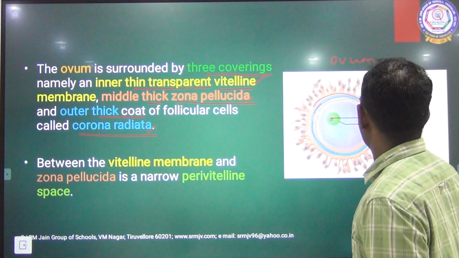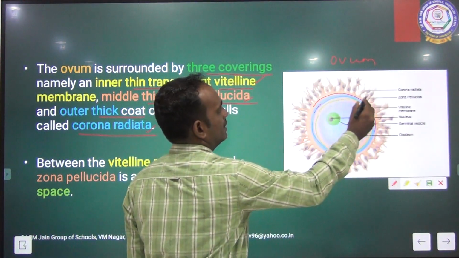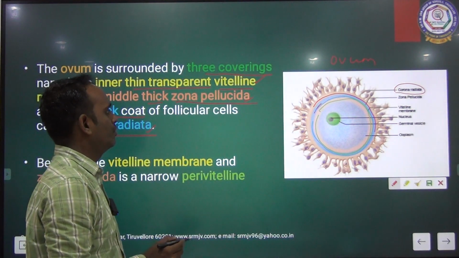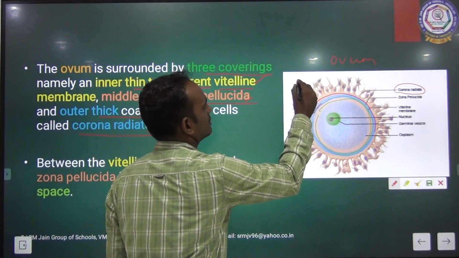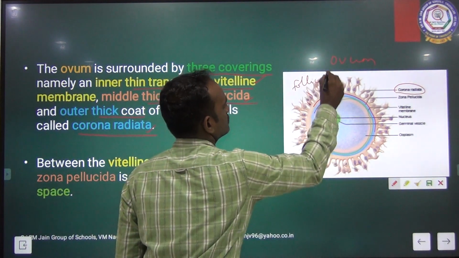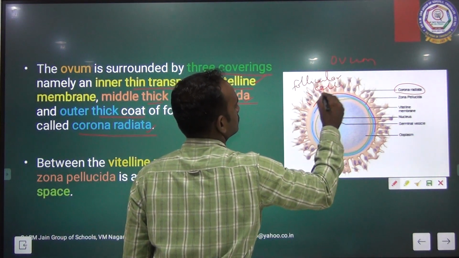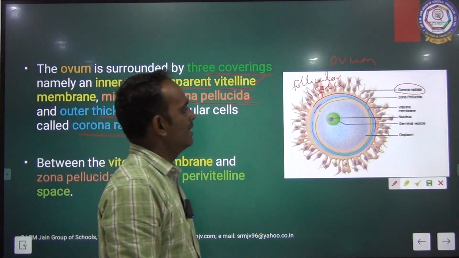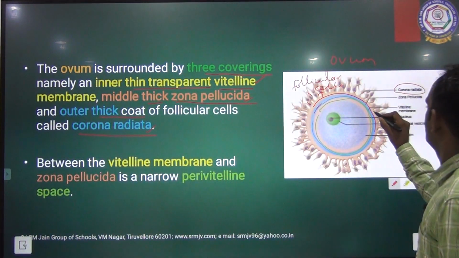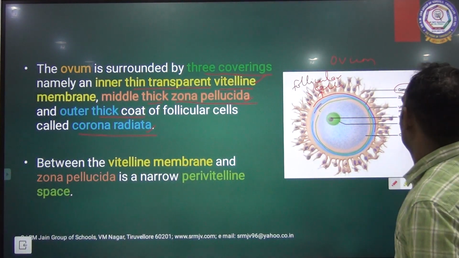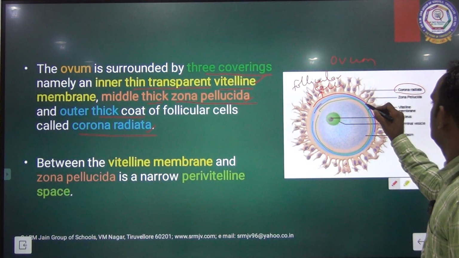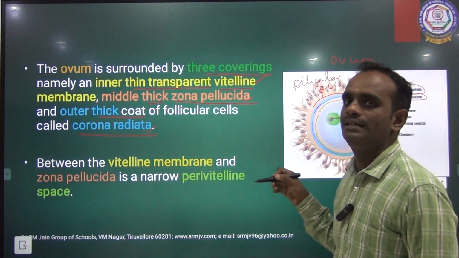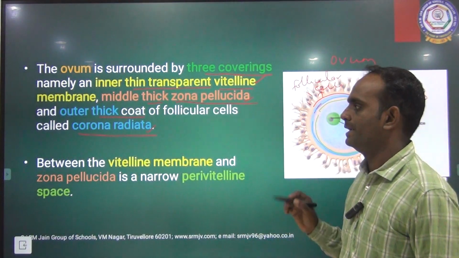See the diagram here. This is the outer one, called corona radiata, a thick coat of follicular cells. The middle one, this blue color, is called zona pellucida, and then the inner one is a thin transparent membrane called vitelline membrane.